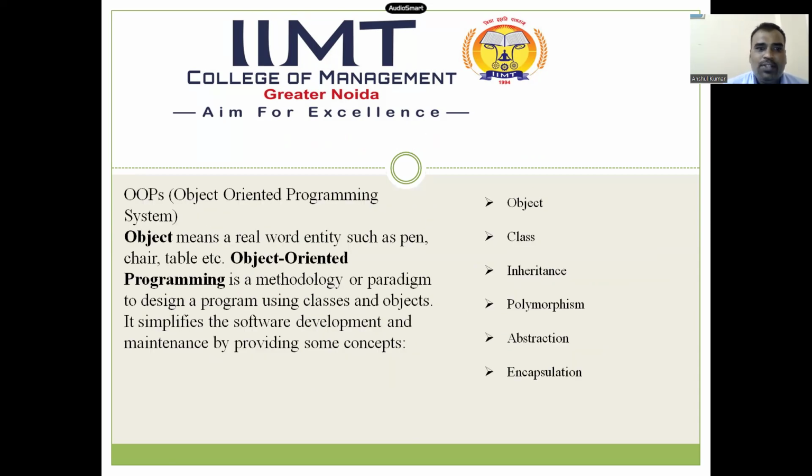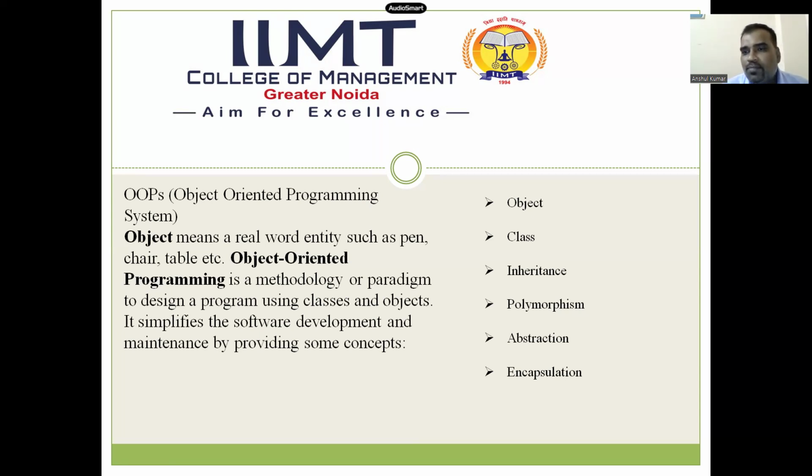The points explain object, class, inheritance, polymorphism, abstraction, and encapsulation. These are the points which involve the object-oriented programming concept. Okay, the next slide explains the first part, object. Objects mean real-world things which take up space and lie in the world. That is known as an object. Any programming that involves objects is known as object-oriented programming.